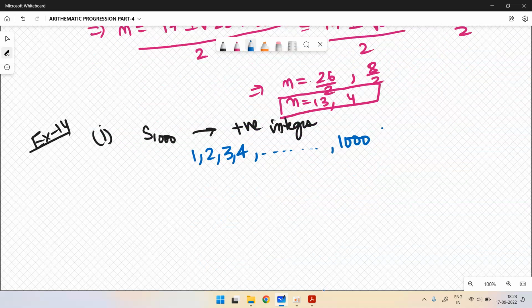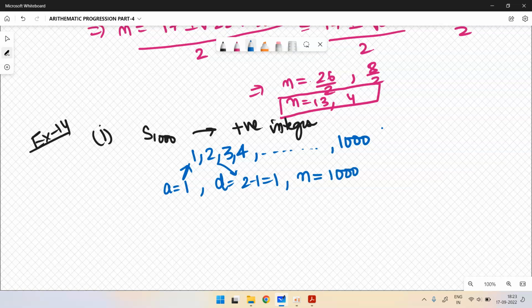The difference is 1, so it will continue up to 1000 only. From here you know that a is nothing but 1, the first term. The common difference we calculate as 2 minus 1 equal to 1 only, and the value of n is given to be 1000. So applying the formula, S of n equals n by 2 into a plus the nth term.